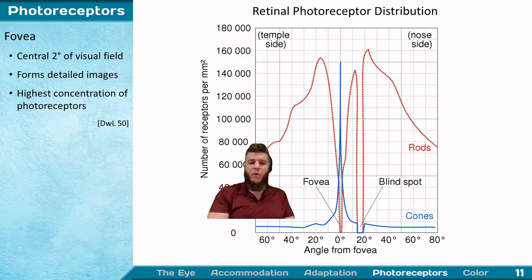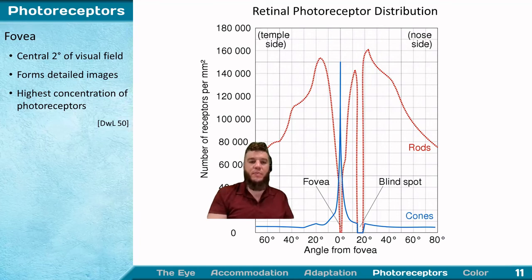To give you a reference point, that's roughly your thumb held out at arm's length. That's not a big area, and that's why we saccade and move our eyes around all the time to fill in the missing pieces of the picture, because at any one instant, we're not seeing that much of the world around us.